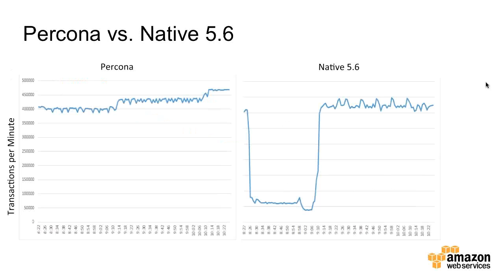So this is a graph that shows you Percona versus native 5.6. On the y-axis, you have got the transactions per minute, and on the x-axis you have got the timeline for these transactions. So you see that on Percona, when I do an online schema change in real time, I have a dip in the transactions per minute, and on native 5.6 I have a heavy dip in the transactions per minute.